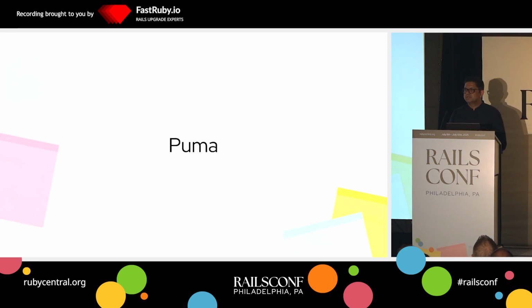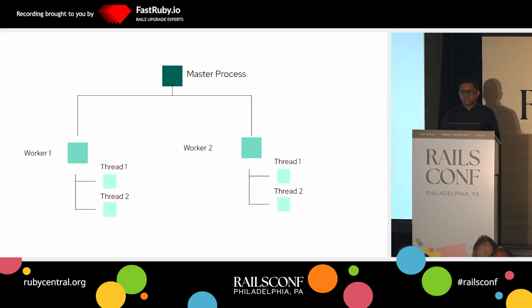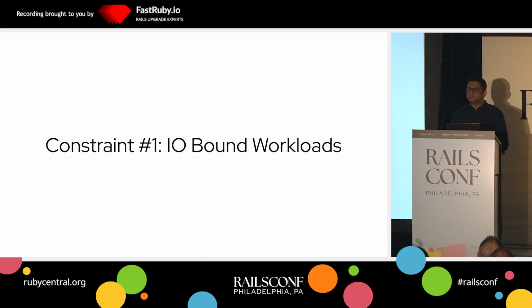That brings us to Puma. Puma builds on the pre-forking model by adding another layer of concurrency, threads. It's a hybrid, multi-process, multi-threaded architecture. As a generalist, it performs well in many scenarios, but it faces challenges at two extremes. Let's examine its first major constraint, which appears under heavily IO-bound workloads.